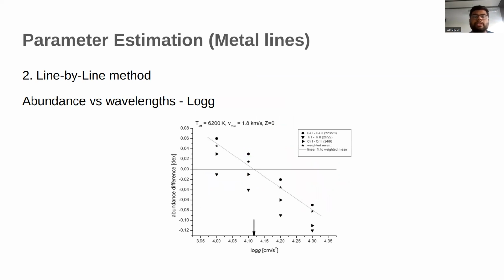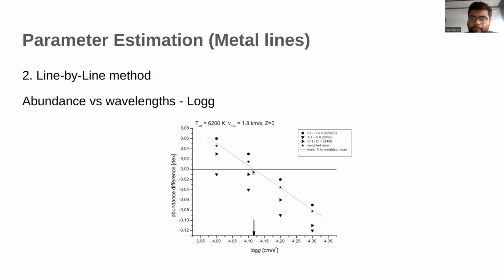To estimate the surface gravity, you can do a similar thing, but as I said, the surface gravity affects the ionization states of an element. So instead of determining abundances of just one excited state or an ionized state, what you do is determine the abundances and take the difference between two ionization levels. Once you do that for different surface gravities, you will get a plot like this. And when the difference between the abundances is 0, you know that that is the surface gravity that you are looking for.